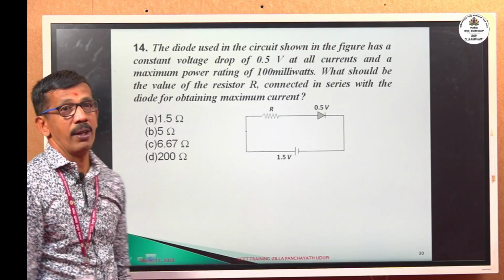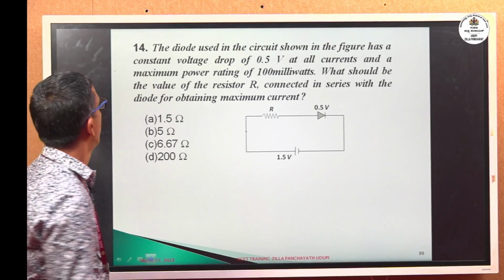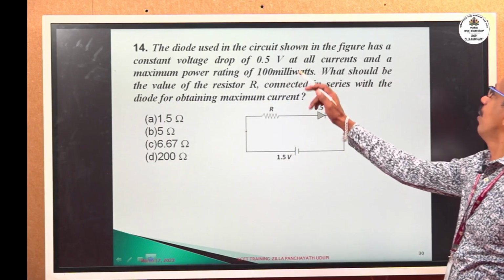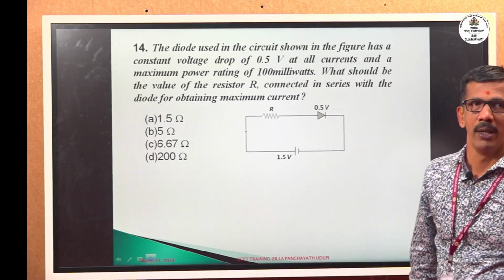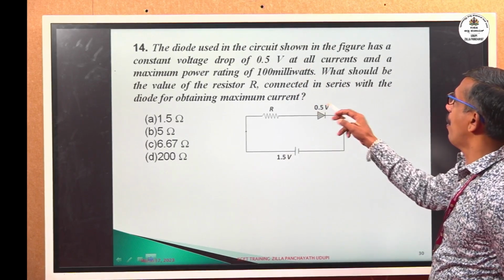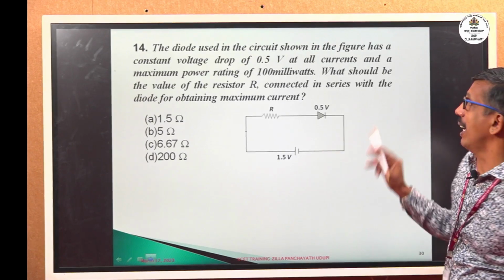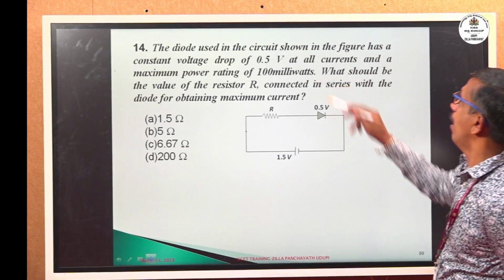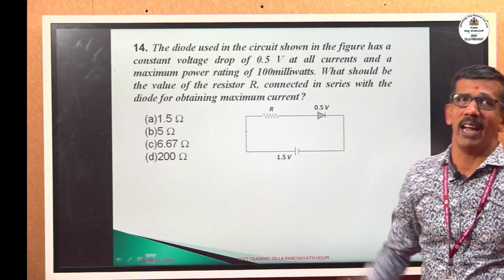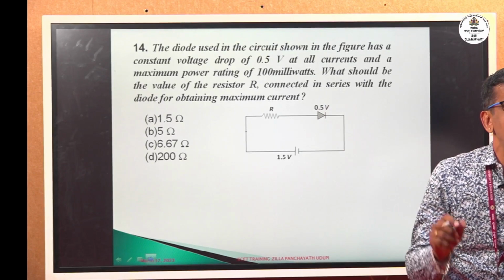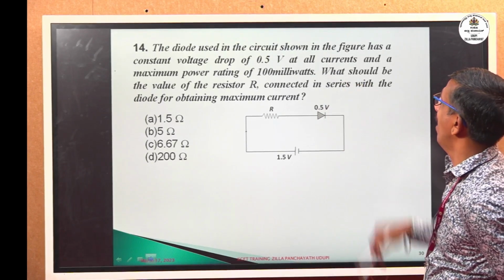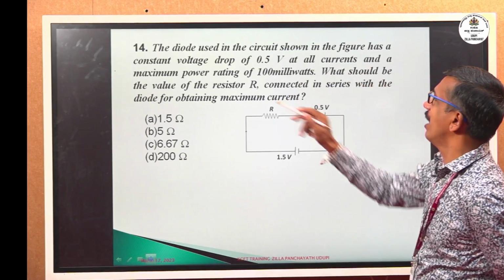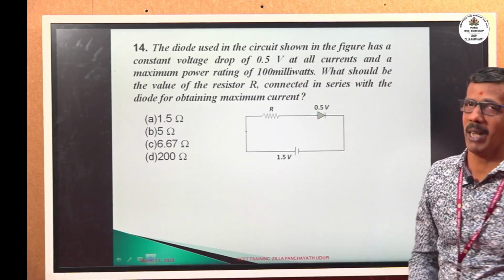Read the question carefully. The diode used in the circuit shown in the figure has a constant voltage drop of 0.5 volt at all currents, and the maximum power rating of the diode is 100 milliwatt. What should be the value of resistance R connected in series with the diode for obtaining the maximum current?